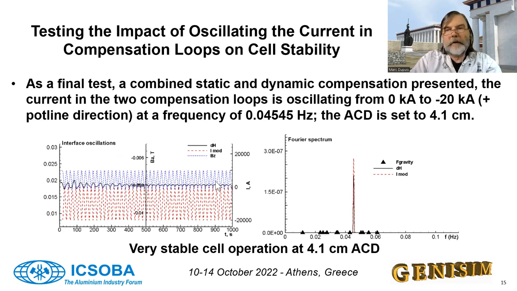And after that, we know that passing on average a negative current is improving the static magnetic field, so only doing that will improve the stability. So here we are oscillating from 0 to minus 20, so on average minus 10 kiloamps opposite to the pot line direction, because the pot line direction is plus by convention. So we are back to the frequency we tested in the TMS paper this year, so 0.045, and at 4.1 centimeter ACD.